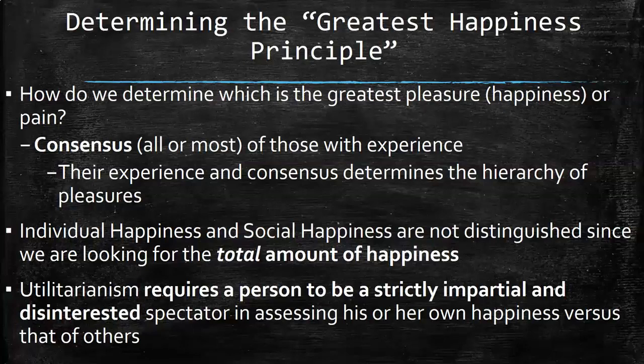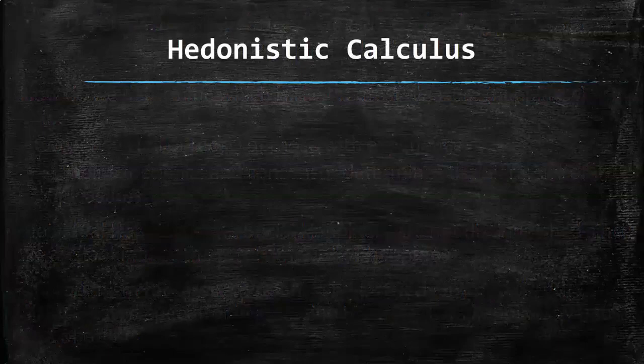What does everybody want? Their experience would determine it. He actually argued that we would create a hierarchy of pleasures, a list of things that are best. Obviously that's hard to do, but we've got to try to come up with a consensus of what is considered the best outcomes. And again, this requires a person to be a strictly impartial and disinterested spectator in assessing his or her own happiness versus that of others. So we do not put ourselves first in trying to determine this.